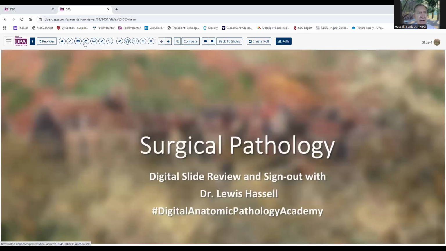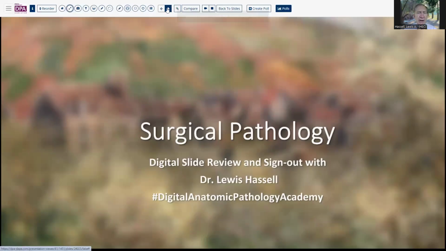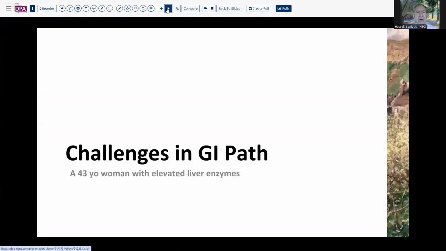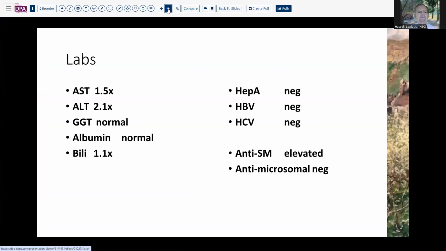Today's case comes from the realm of hepatic pathology and involves a presentation that we sometimes see in this setting where we just have chemical evidence of an abnormality. So the woman is a 43-year-old who has had some elevated liver enzymes detected on a recent evaluation. The lab values look like this, and rather than using actual numbers, I've just provided ratios to the normal median.